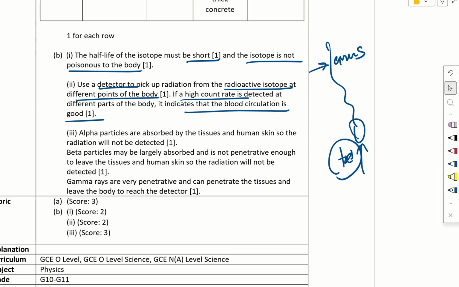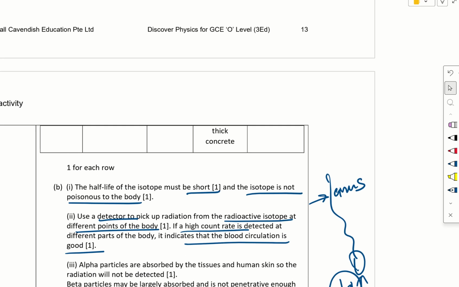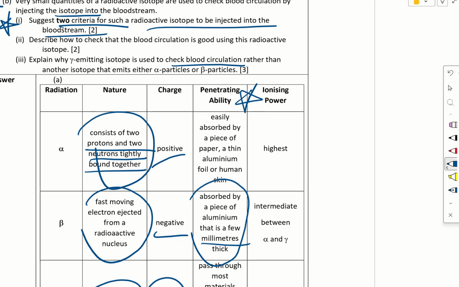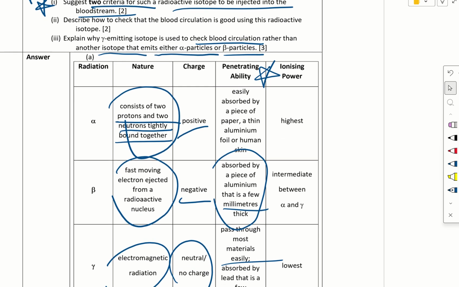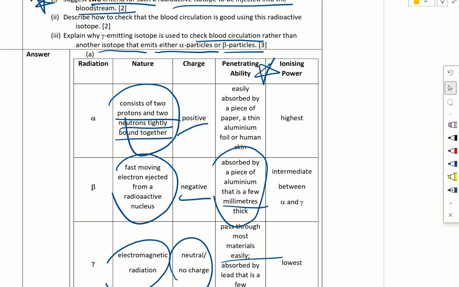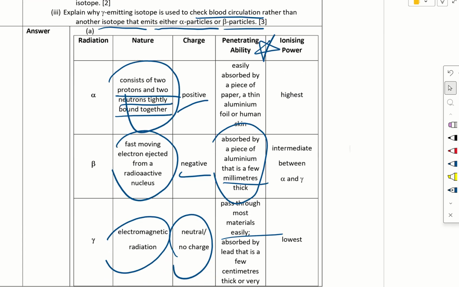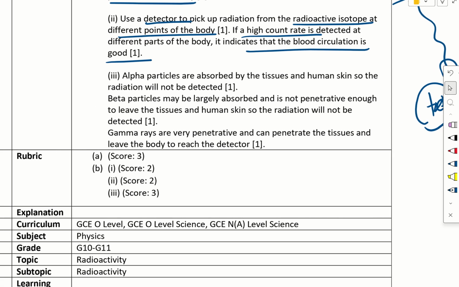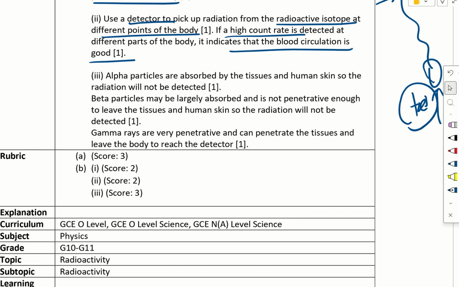Okay, part 3, explain why a gamma emitting isotope is used to check blood circulation rather than another isotope that emits alpha or beta. So this one boils down to the application of your radioactive isotopes. Why do we choose one that emits gamma rather than alpha or beta? Now alpha particles are absorbed by the tissues and human skin, so the radiation will not be detected.